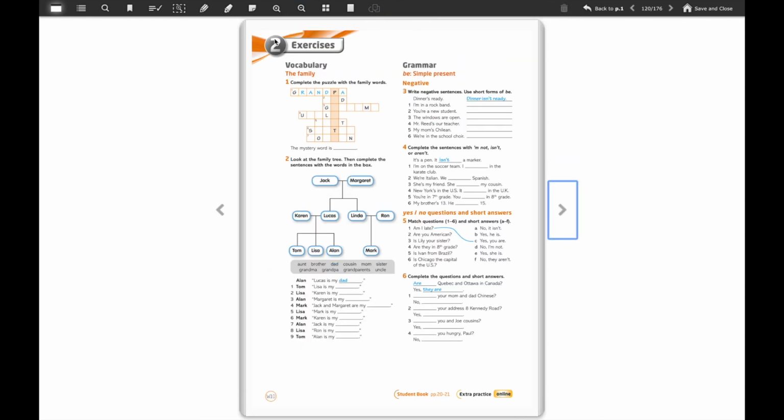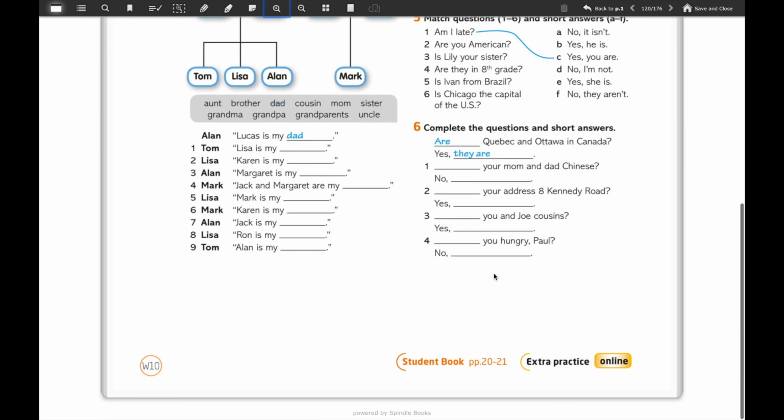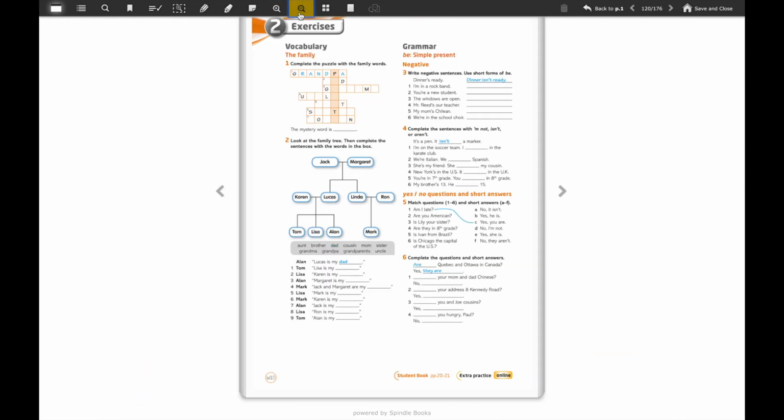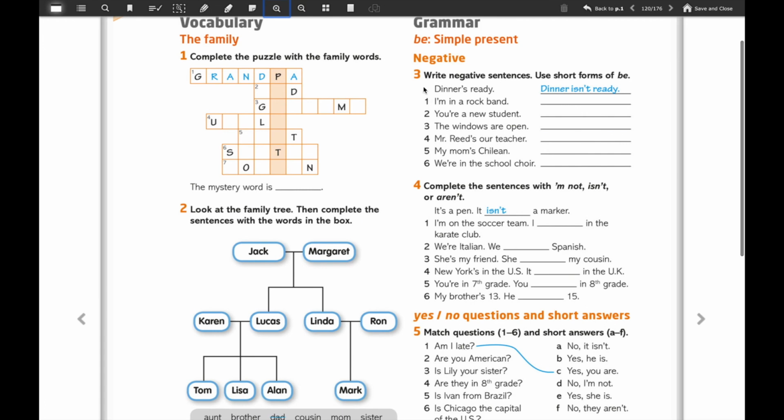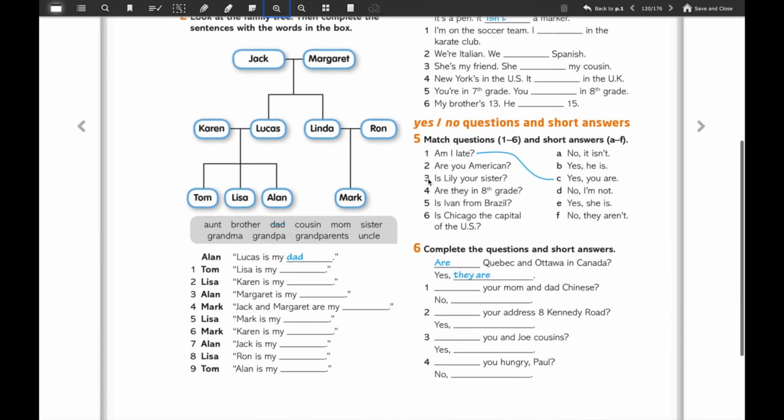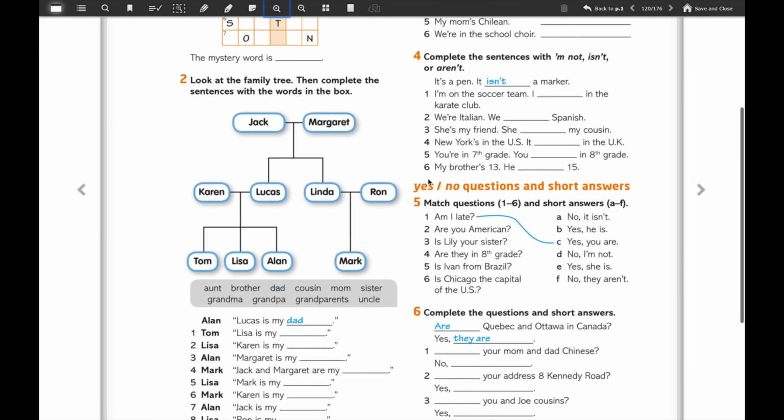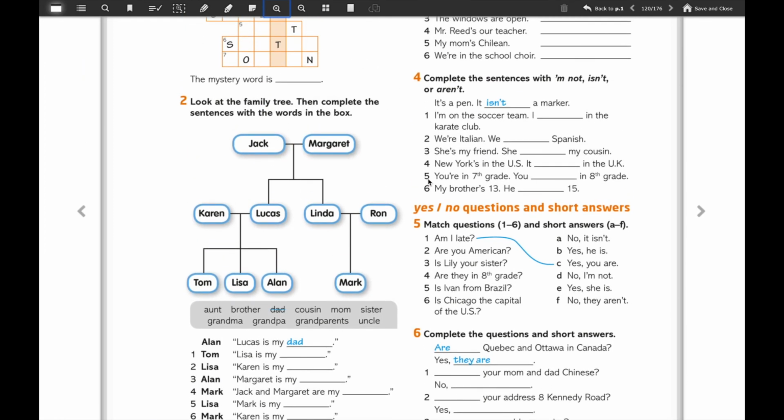Okay, now we're going to continue, and now we're going to try to do, on page W10, exercises 3, 4, 5, and 6, okay? I hope that we can do all those exercises and check them in the class.